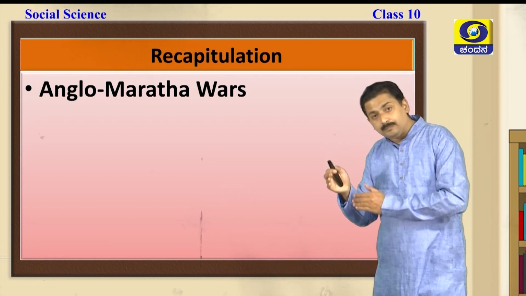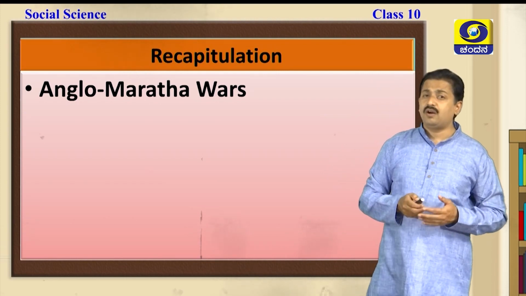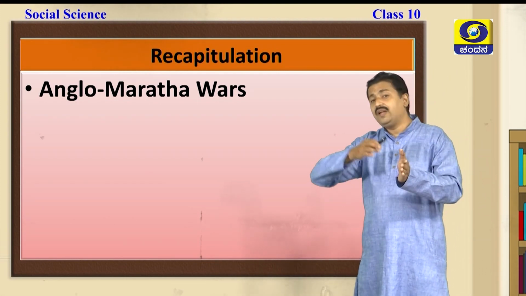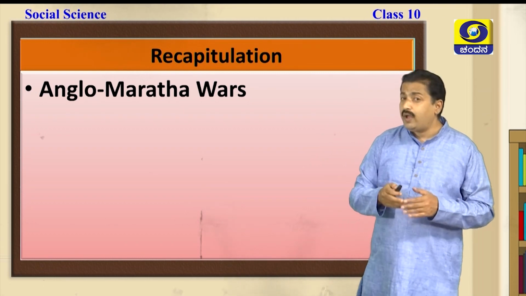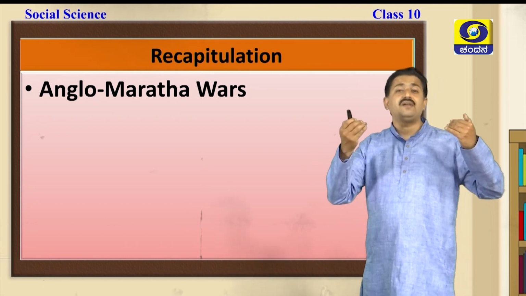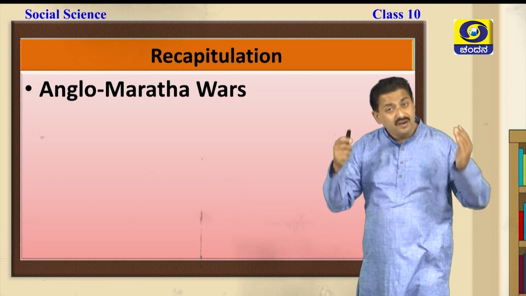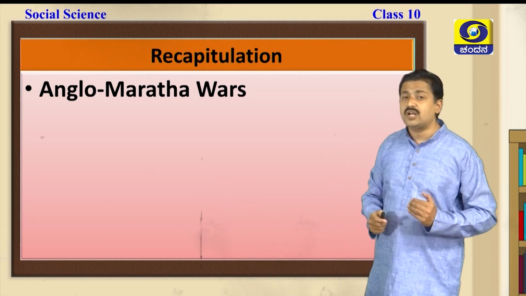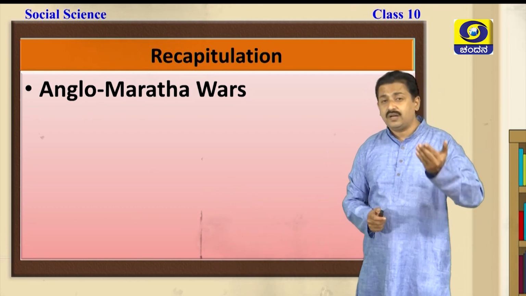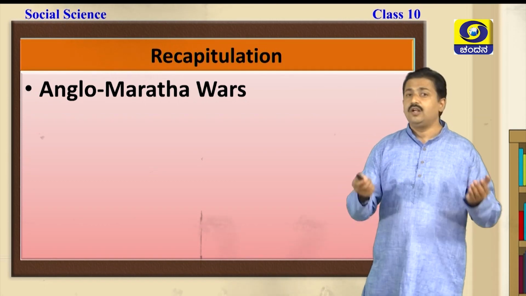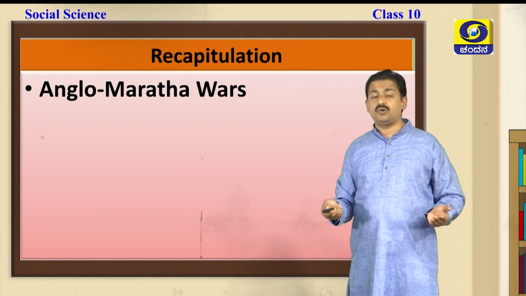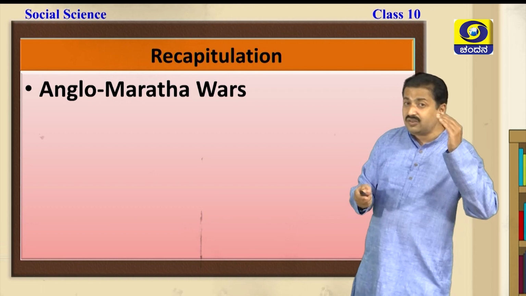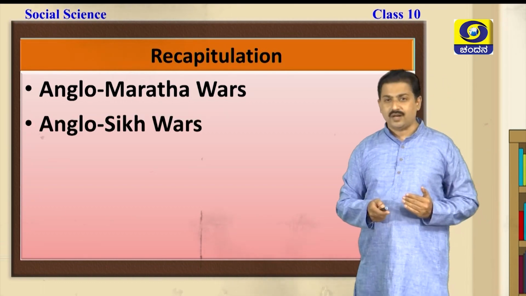The Second Anglo-Maratha War started in 1803 and ended in 1805, where Bajirao II accepted the subsidiary alliance. But in the Third Anglo-Maratha War, Bajirao II tried to defeat the British, but he was unsuccessful, so he lost his Peshwahood. All these we discussed in these three Anglo-Maratha Wars.